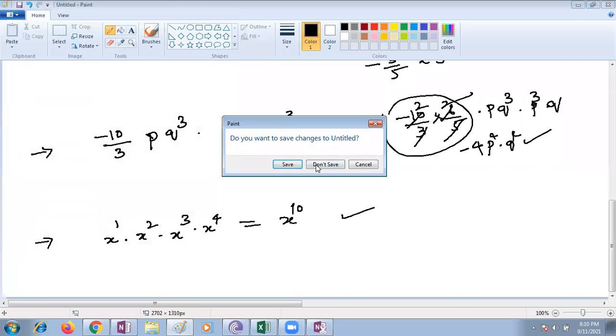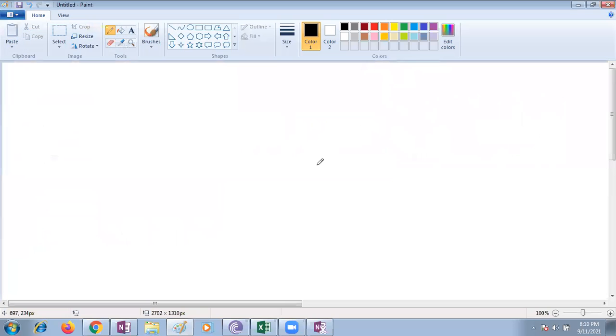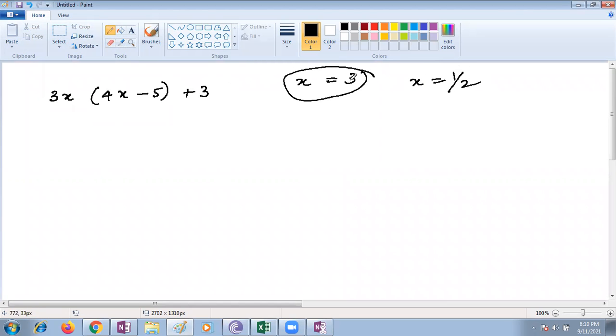Next question goes to the other students in the class. Abhinav. Yes, ma'am. Please study. Simplify and give the value of the expression 3x multiplied with 4x plus 4x minus 5 plus 3, and find its value at x equal to 3 and x equal to 1 by 2. You need to find the value of the expression for x equal to 3, and who is going to give x equal to 1 by 2? Can you give it, Manideep?